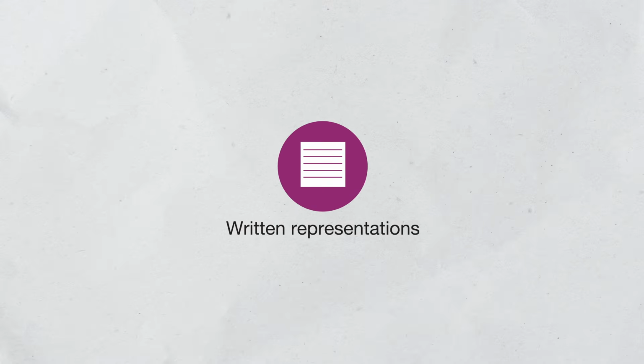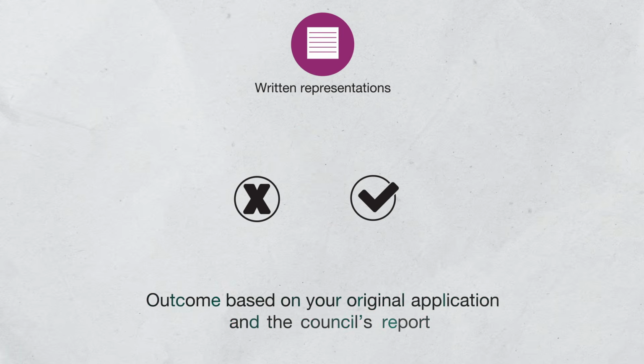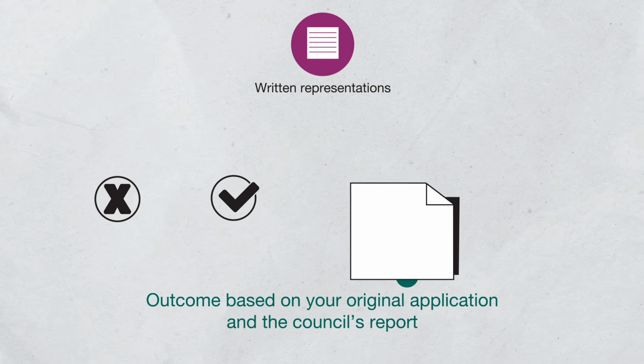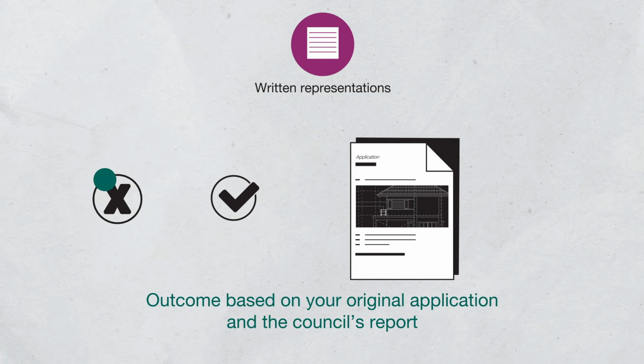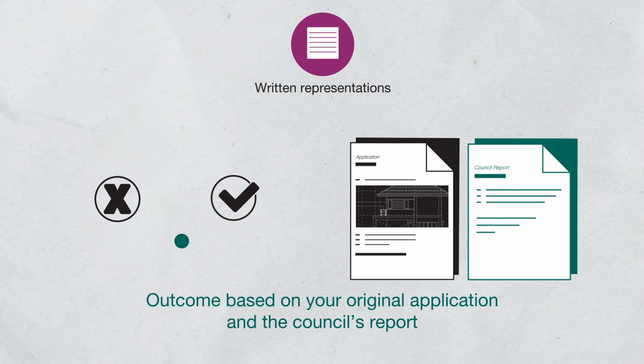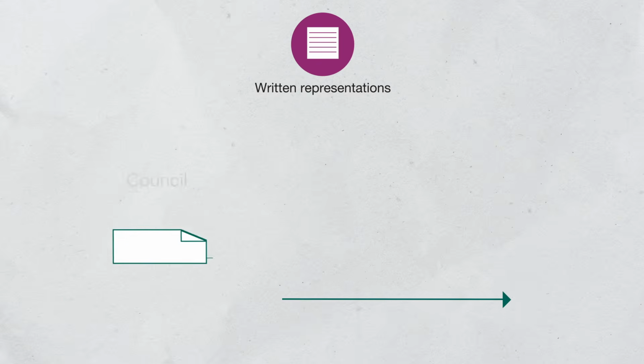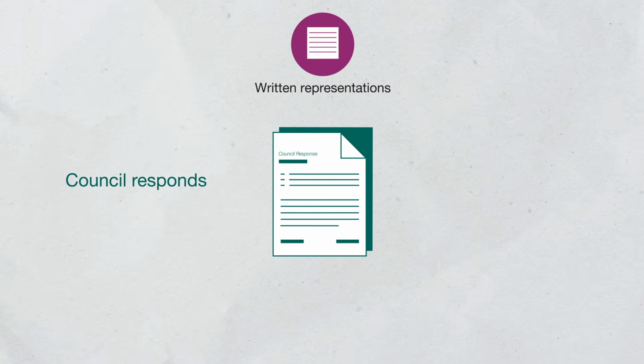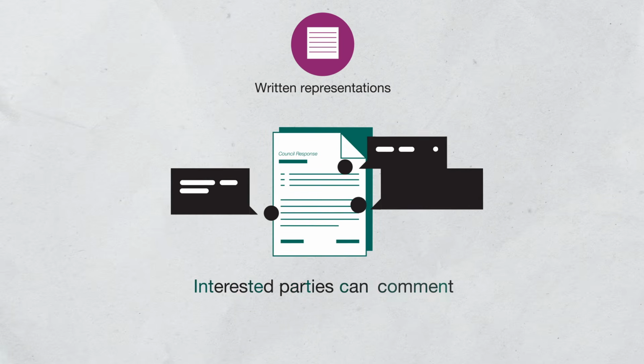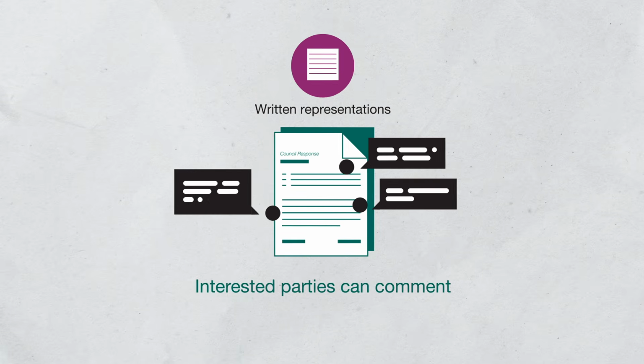Most appeals are handled through written representations. The inspector will decide the outcome of your appeal based on the evidence you provided in your original application, along with the council's report and decision. Where it is necessary to submit further evidence, the council will have the opportunity to respond, and interested parties are given the chance to comment.